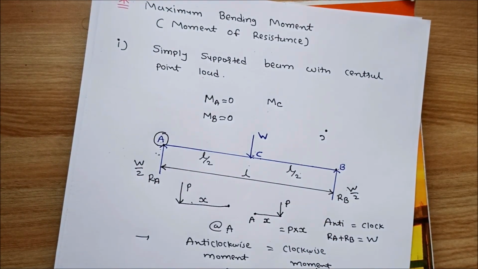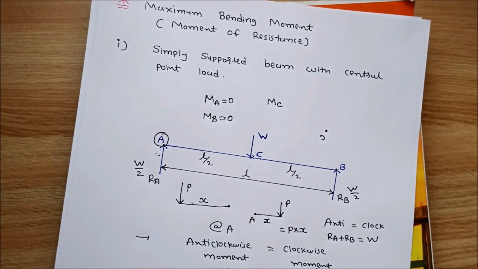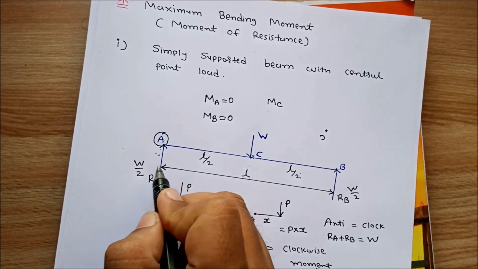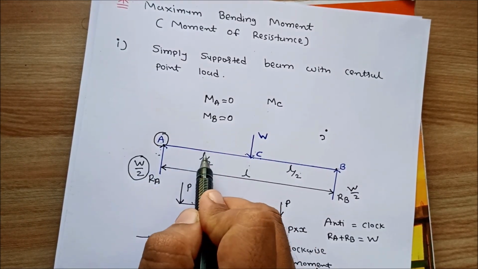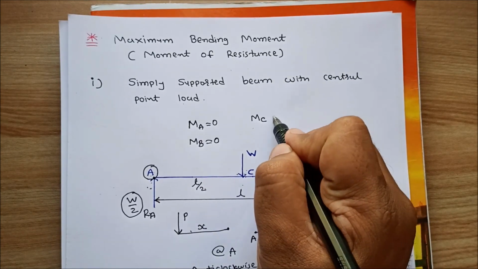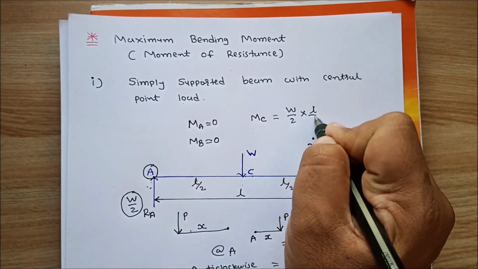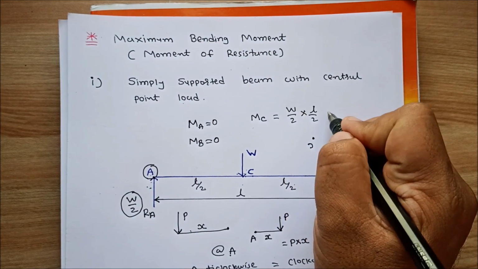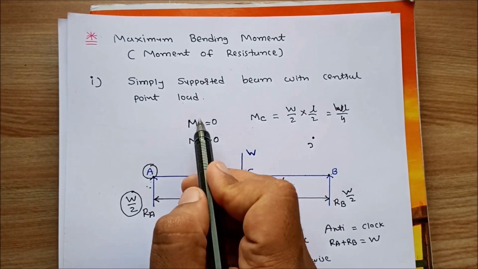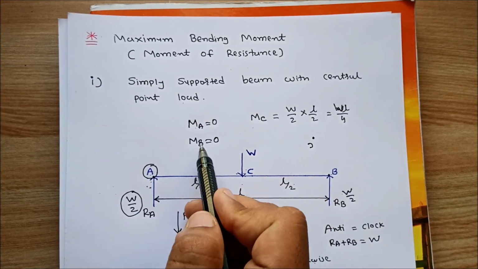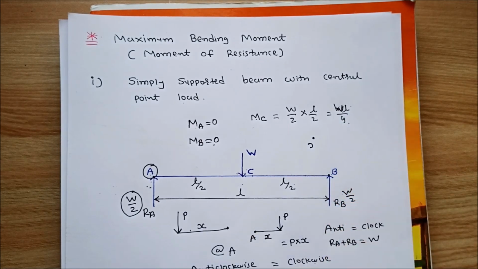Or otherwise you use, there is an upward force, so this moment is positive. Both answers are always equal. So here force, that is W by 2, and perpendicular distance, that is L by 2. So bending moment at C, that is W by 2 multiply L by 2. So that is WL by 4. So you can see that bending moment at A is 0, bending moment at B is 0, and bending moment at C, that is WL by 4.